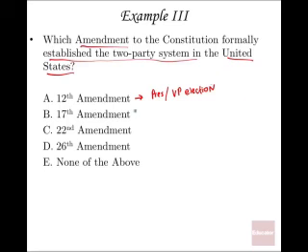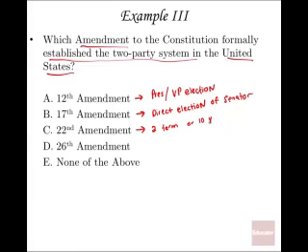The 17th Amendment deals with the direct election of senators. And again, that basically just gave more power to the people rather than the state legislatures. The 22nd Amendment dealt with limiting a president to 2 terms or 10 years of office. So 2-term or 10 years in office for the president. And the 28th Amendment, that allowed 18-year-olds to vote.